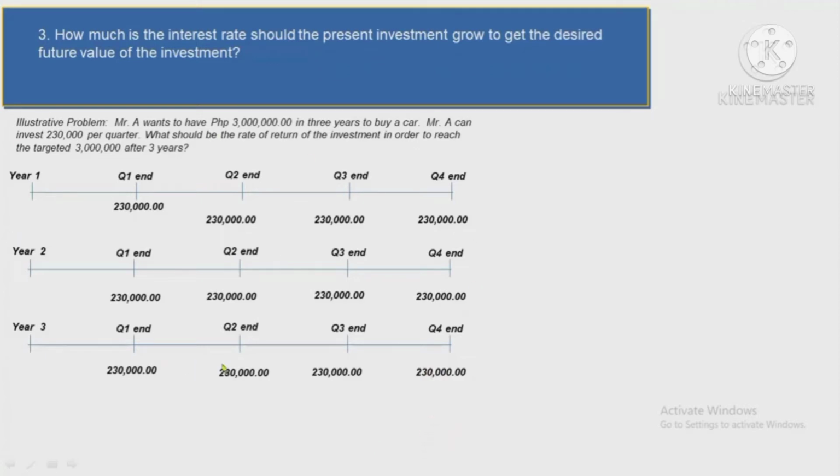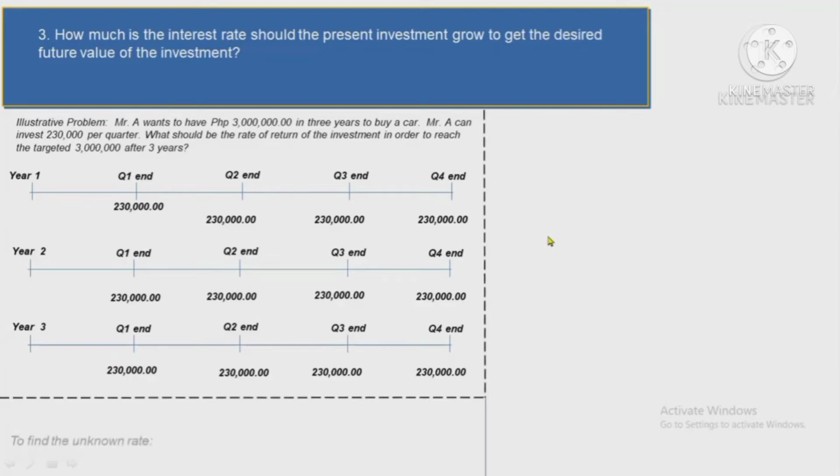So aside from this pattern, we are going to use this timeline analysis to check our answer later. The important question is, how do we get the missing rate? To get the missing rate, we need to do two things. The first one is the trial and error, and the second one is the interpolation. First, I'll explain the trial and error.